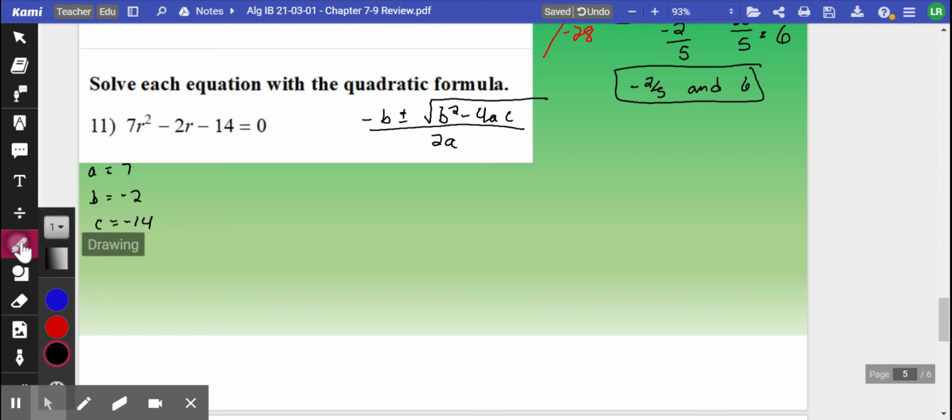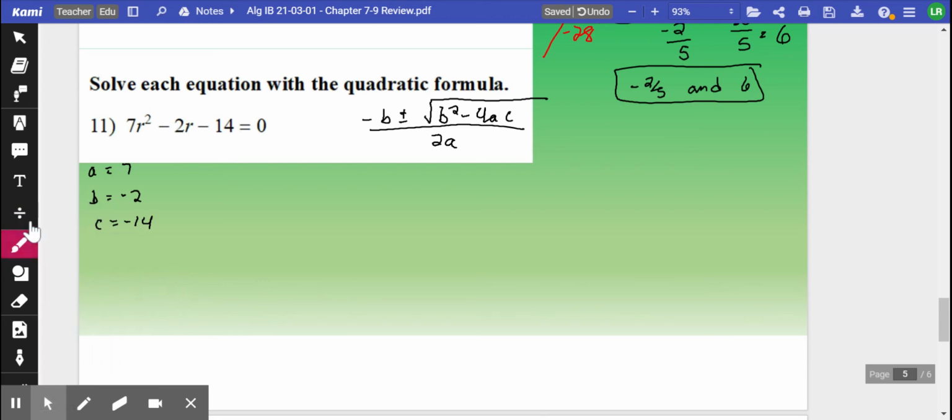So let's go ahead and plug them into our quadratic formula. So I have negative of B plus or minus square root of B squared minus 4 times A times C. That's all over 2A. So negative 2 squared. Let's go ahead and do the square root part first. Negative 2 squared, that would be positive 4. Remember, when you square this number, it is going to be positive.